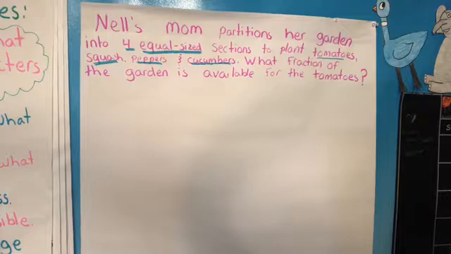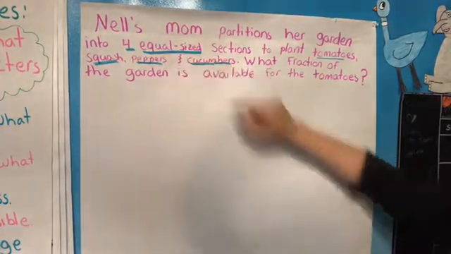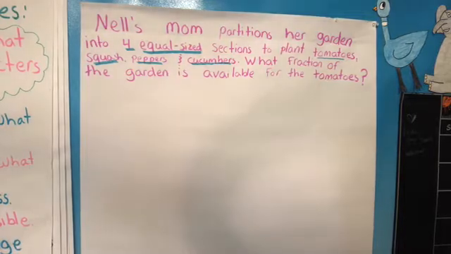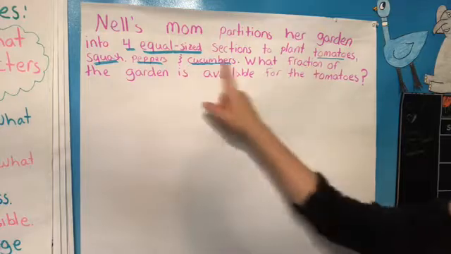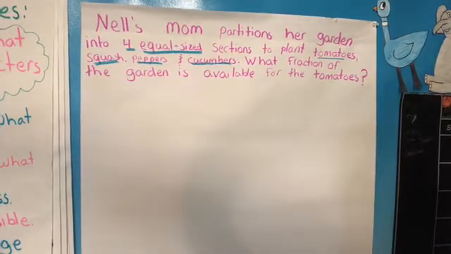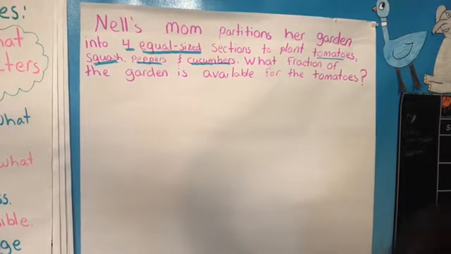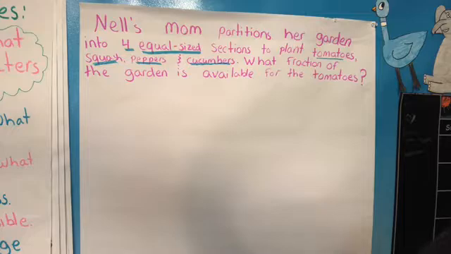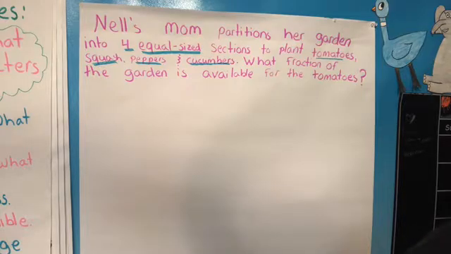So what I want you to do right now is go ahead and pause the video. Draw those 4 equal-sized portions and then label the picture with the tomatoes, cucumbers, peppers, and squash, and tell me how big is the portion that was for the tomatoes. Don't forget to pause the video if you haven't done that already and solve the problem.